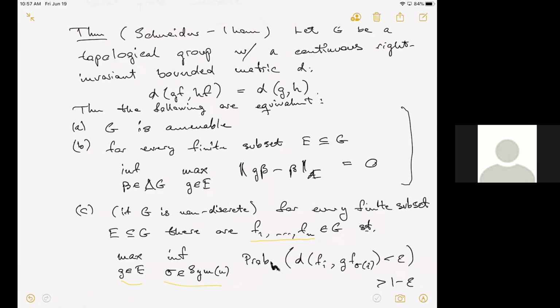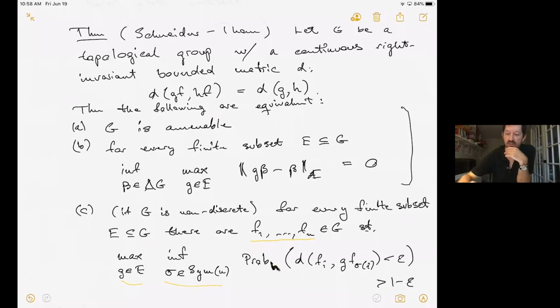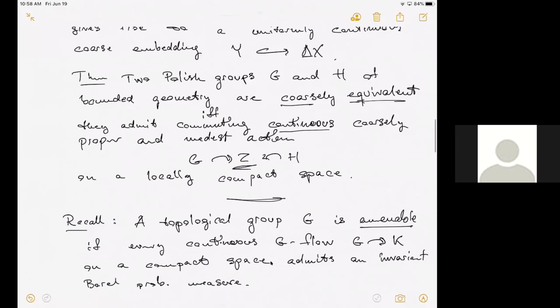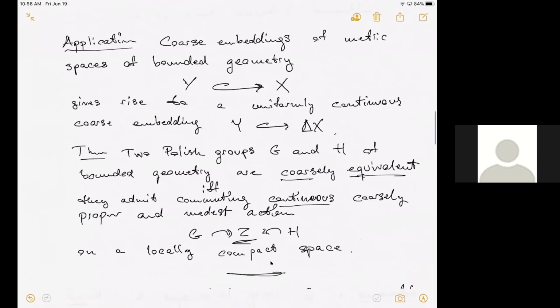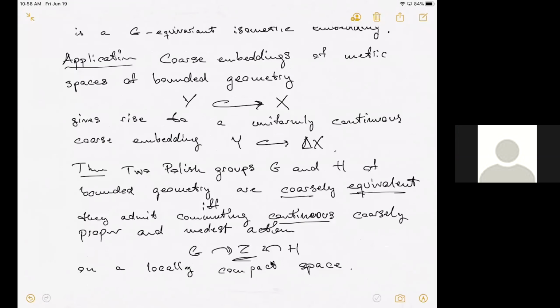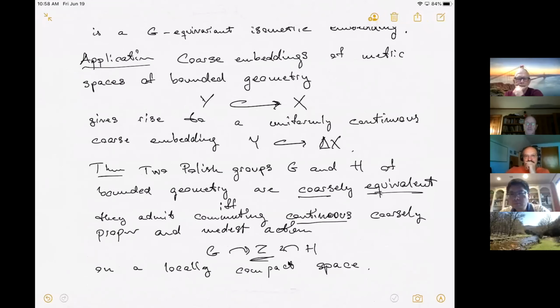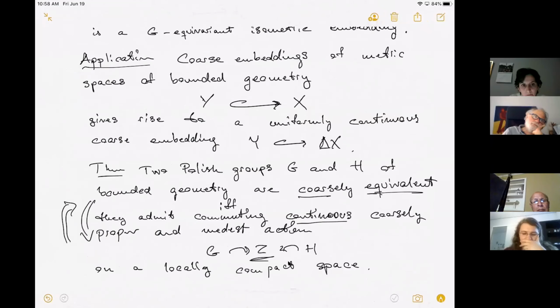I have a question about the coarse coupling theorem you talked about. Can you say a little more about the proof? How does it work if they have a commuting coarse action? Well, so this direction here is rather easy. It's the other direction which is difficult.